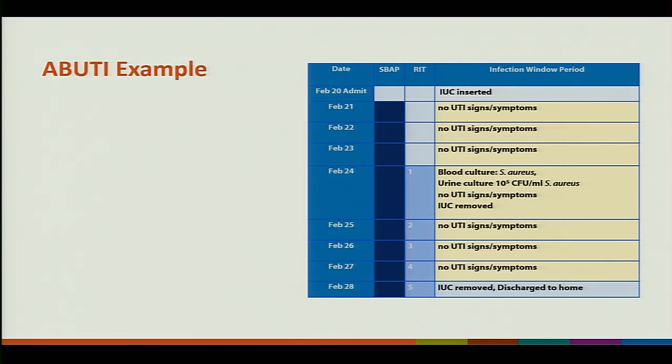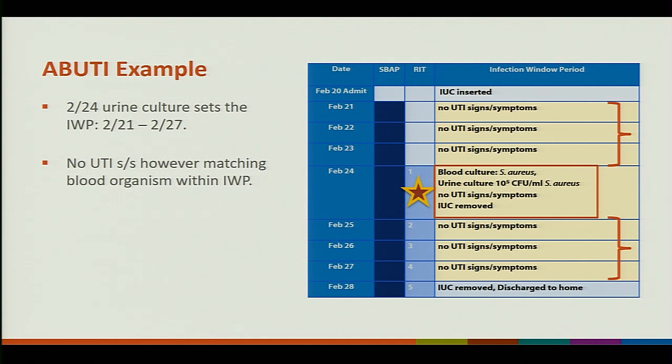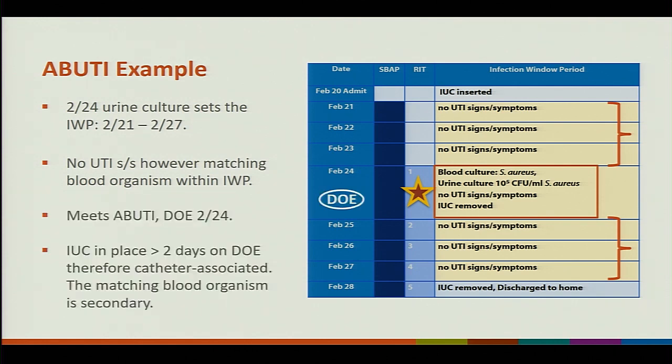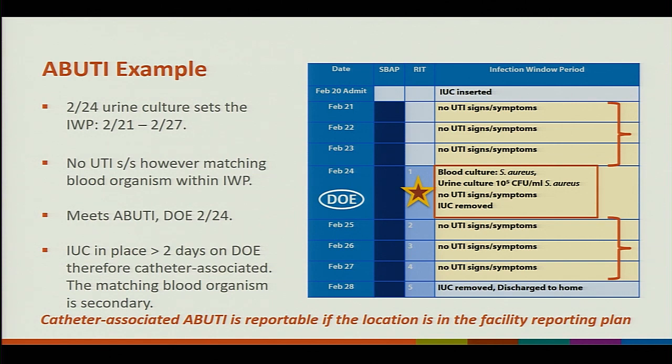So let's look at the rationale here. The 2/24 urine sets our IWP, 21st through the 27th. There are no symptoms. However, we do have a matching blood organism within the IWP. We meet that ABUTI with a DOE on 2/24. The urinary catheter was in place greater than 2 days on the date of event. Therefore, this is a CAUTI with matching blood organism, and it is secondary. The catheter-associated ABUTI is reportable. I told you you're going to hear this a lot, didn't I? In the location of the facility reporting plan.